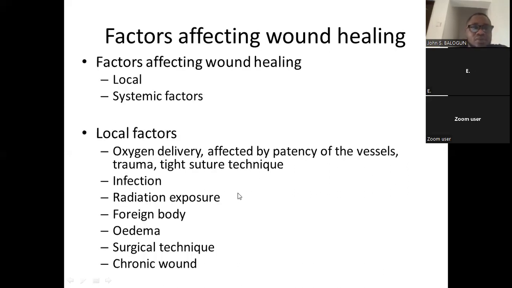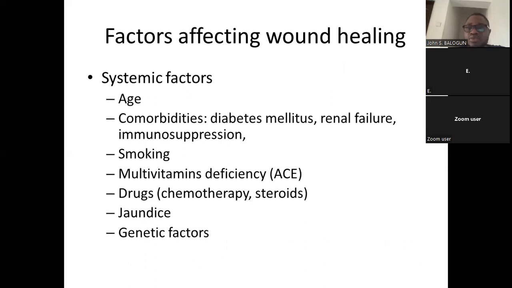So factors affecting wound healing: we have local and systemic factors. Local factors: oxygen, infection, radiation, foreign body, edema, surgical technique. Systemic factors include age. Age per se does not really affect wound healing, but age itself predisposes the individual to many systemic diseases such as diabetes, uncontrolled hypertension, and immunosuppression, and this can affect wound healing. Hypertension per se does not affect healing. However, hypertension can predispose to hardening of blood vessels, which can inhibit blood supply to the tissue, and that can affect wound healing.